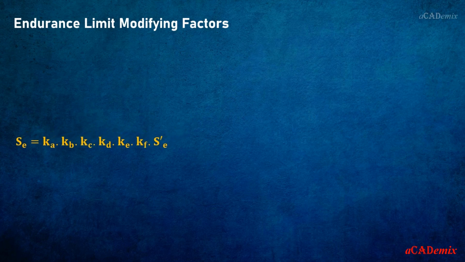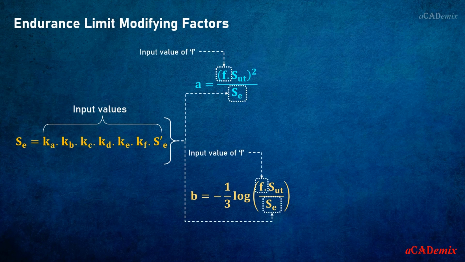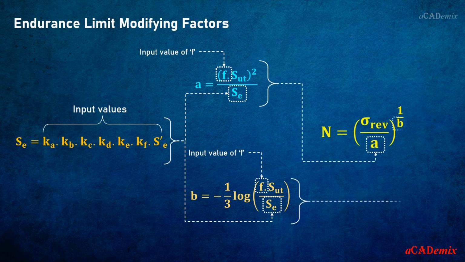After calculating and putting the values of Marin factors in the equation, we get the endurance limit value. The values of constants A and B can be obtained once we input the values of endurance limit and the fatigue strength fraction in the respective relations. Finally, the values of constants A and B can be plugged into the relation of number of cycles to failure.